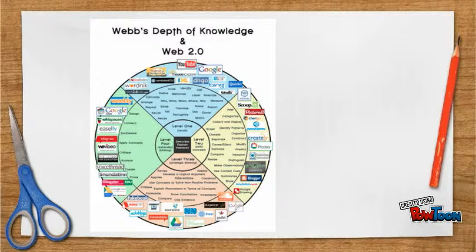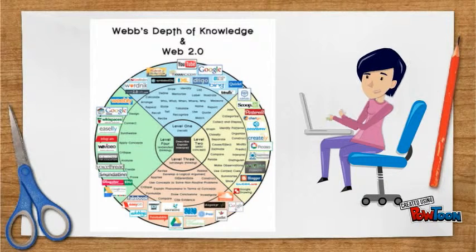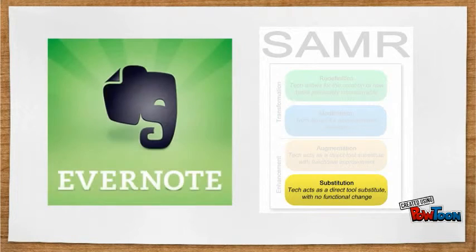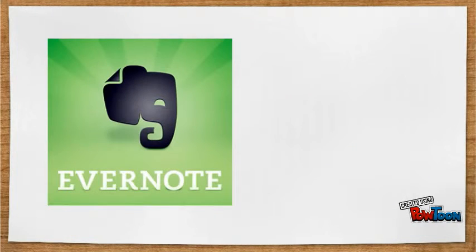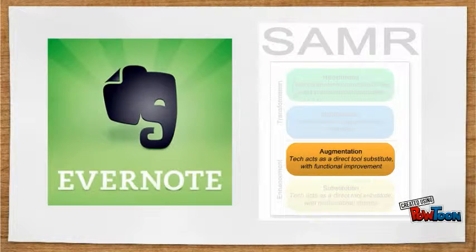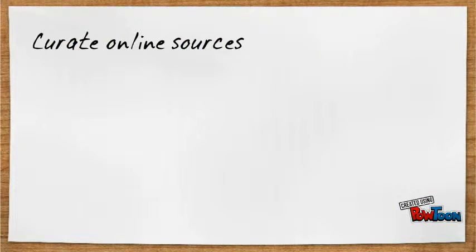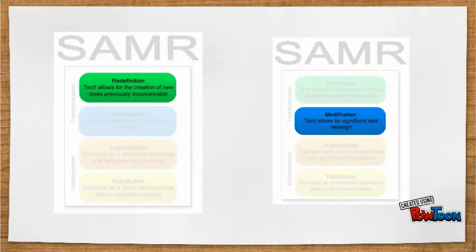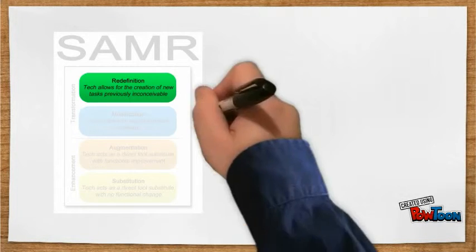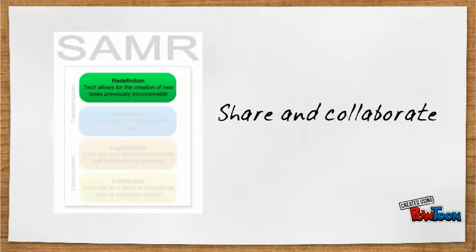There are so many different apps that teachers can use that fall into the different categories of both Webb and SAMR. So what does note-taking look like in the SAMR model? Having the students take notes by opening up a blank document would be substitution. Having them use Evernote to tag and categorize notes would fall under augmentation. Using Scoop.it to curate online sources moves you above the line to modification. Redefinition happens when you have the students use Google Docs to share their notebooks and collaborate online.